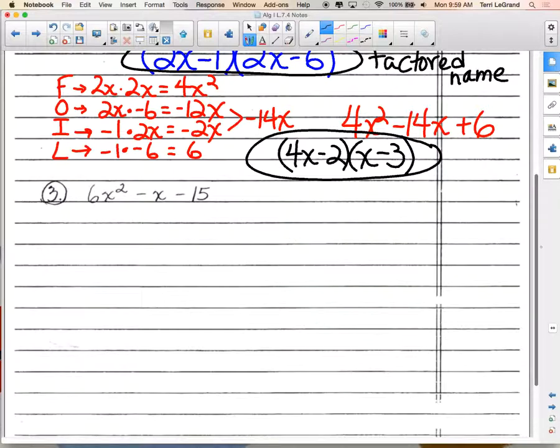Try the next one completely on your own. Go, make that one happen. Check it. Oops, gotta identify A, B, and C first. Don't do like I just did, went right into it.